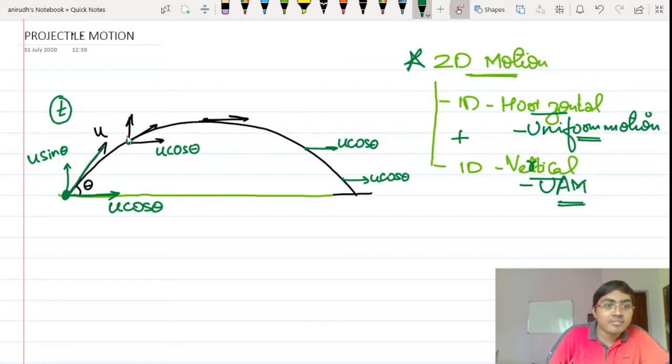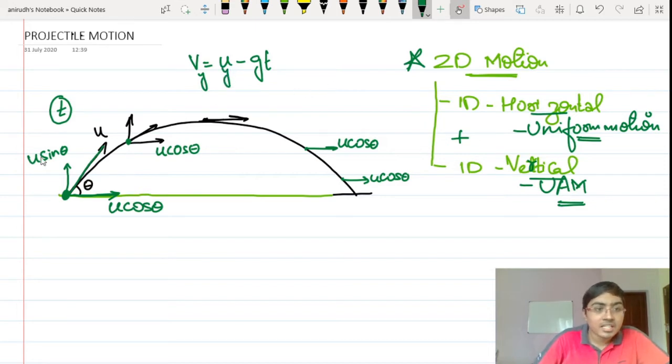But the velocity in the upward direction is uniformly accelerated motion. That means I can use the equation v equals u minus gt in the y direction. So this is the y component of velocity. This was u sin theta as the initial velocity, that is u sin theta minus gt, where t is the time taken for the projectile to reach this much height. So this is how you discuss the basic structure, the basic trajectory of the projectile.